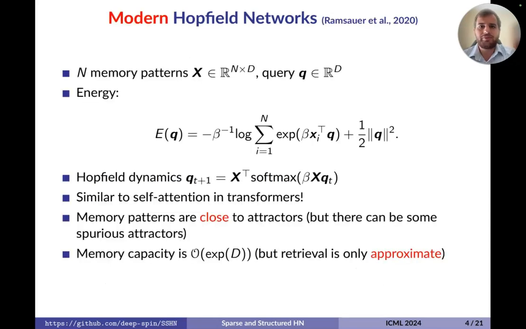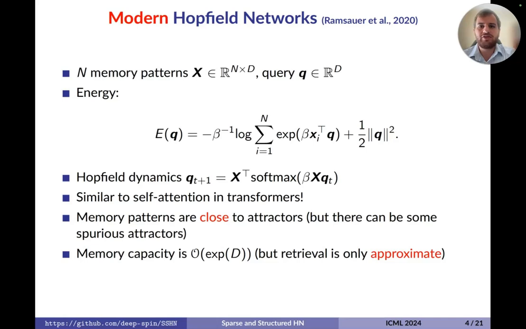For this reason, Ramsauer et al. introduced modern Hopfield networks as a generalization to continuous states. In fact, considering a matrix X of n memories and a query Q, they define the energy as a sum of a log-sum-exp of X controlled by an inverse of temperature, beta, and the L2 norm of Q. The update rule is similar to transformer self-attention, and memory patterns are close to attractors.